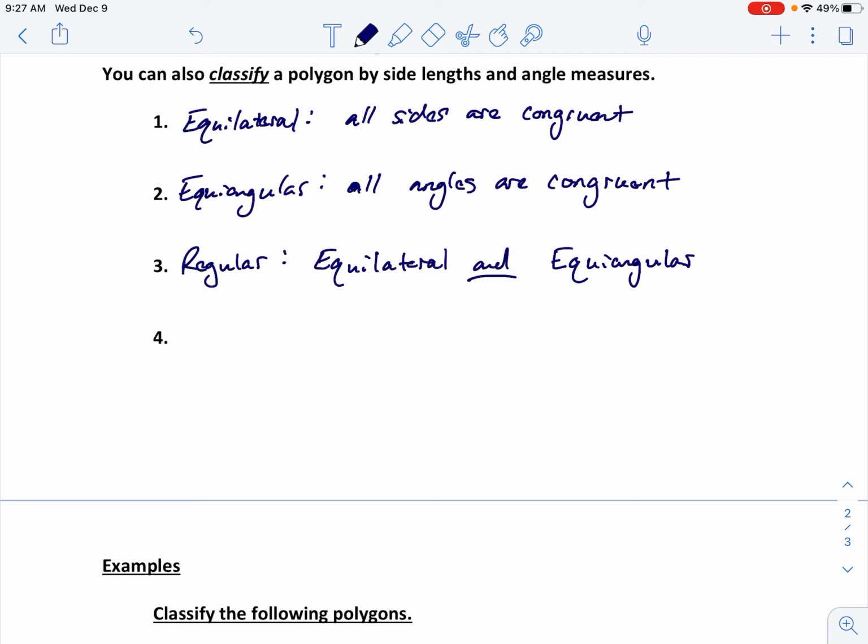We call it regular. And then sometimes we have polygons that don't have equal sides and don't have equal angles. They just have a mishmash of all those parts. And so sometimes we'll have none of the above. And that's okay.